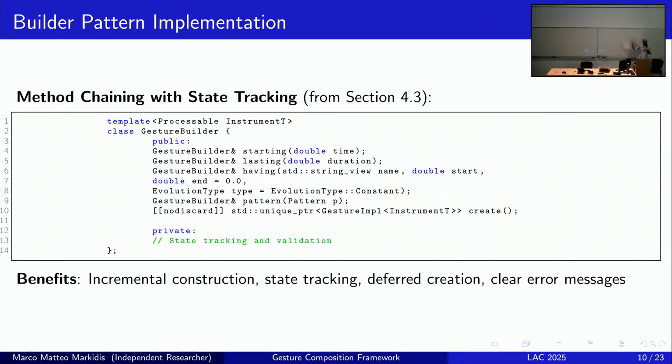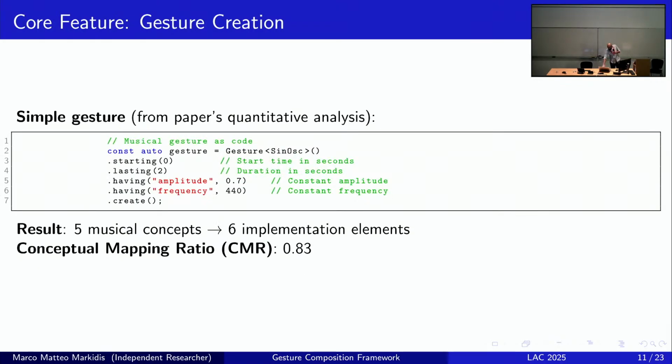So effectively, this is the core from which I start. And some benefit that I would mention is that the state tracking, in my opinion, is quite interesting. We will see later that if you try to construct a gesture without the starting time or the duration and so on, the code will result in an exception. So this was, in my idea, one way to help the composer to write the code, to implement it in a correct way.